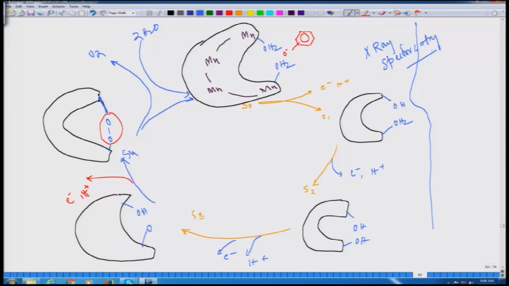So, what it basically says is that, owing to the lack of a single crystal, the detailed structure of the clusters is unclear, but the sheath-shaped oxo bridge or Mn4 arrangement is indicated by the X-ray spectroscopy, also called EXAFS.